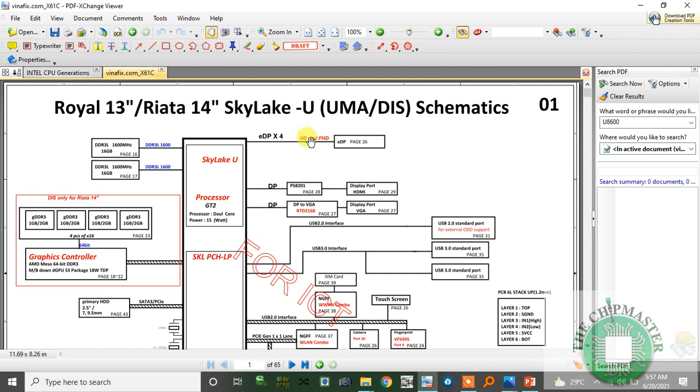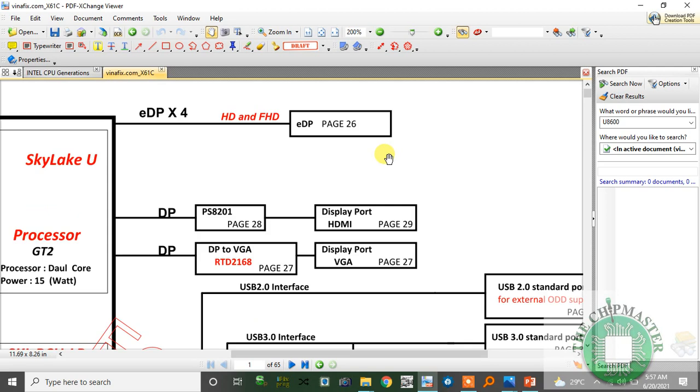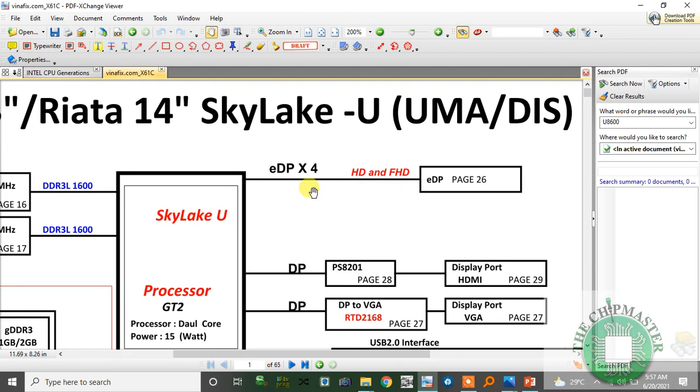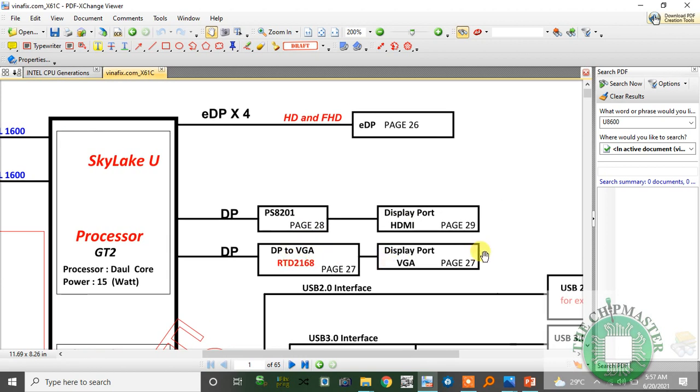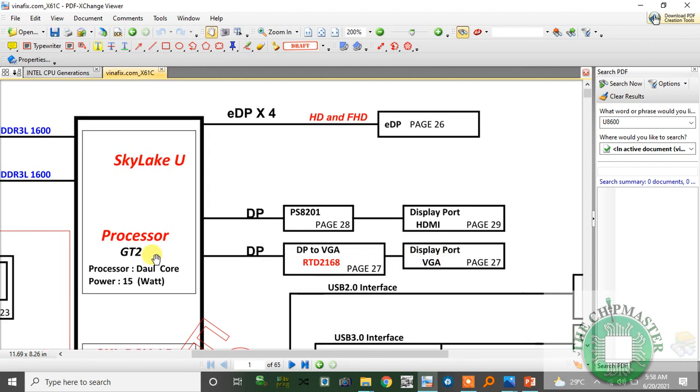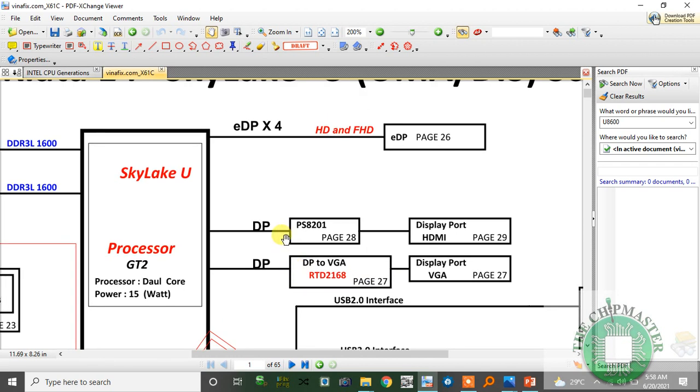So it's a high definition FHD, which is a high resolution display output, EDP, embedded display port. We also have display port to VGA, and this VGA is a translator to translate it to VGA. This is known as a translator because this is an analog signal output. This chip doesn't support the output of analog signals, so it needs to go through a conversion chip in order to output analog signals.